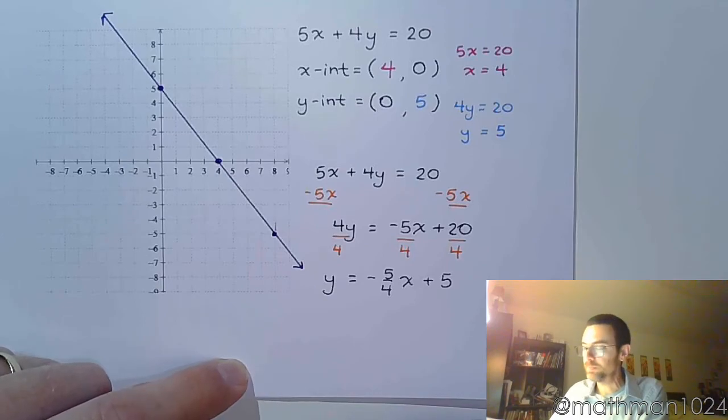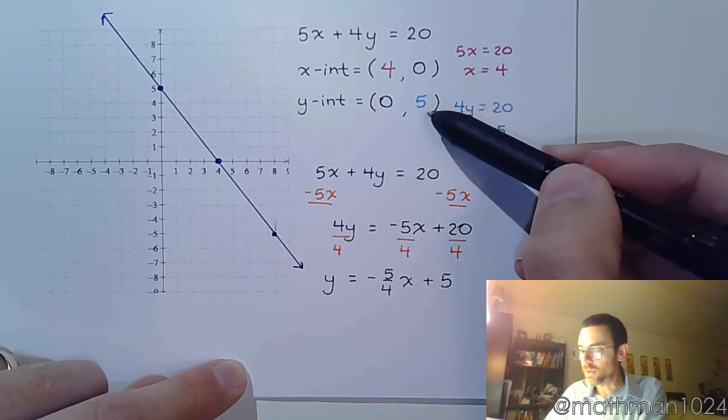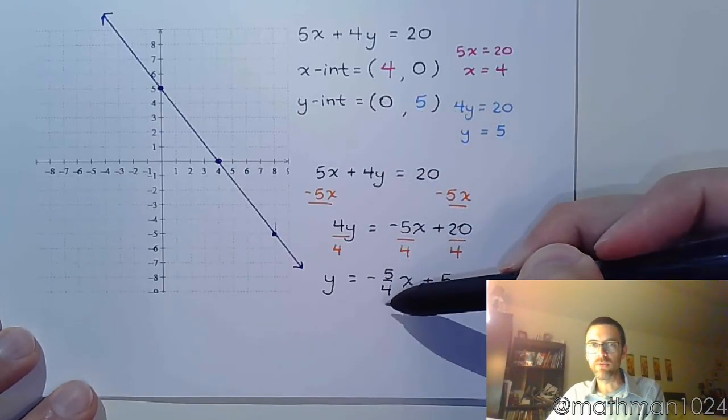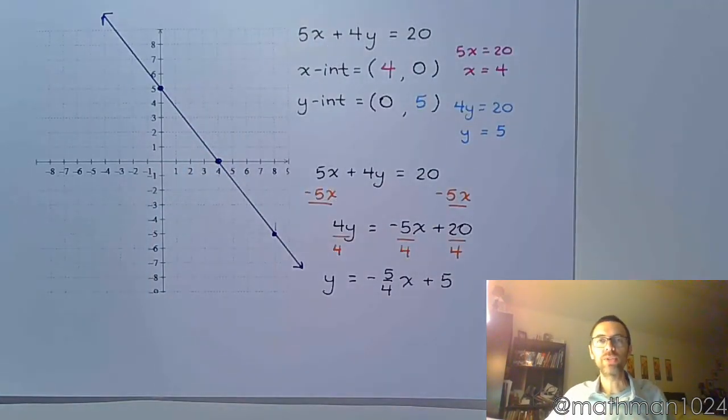plus 5. You notice here that we have the 5, which corresponds to the y-intercept 0, 5, so that does match up. And the slope is negative 5 over 4, which means you would go down 5 over 4, just like we established the first time.